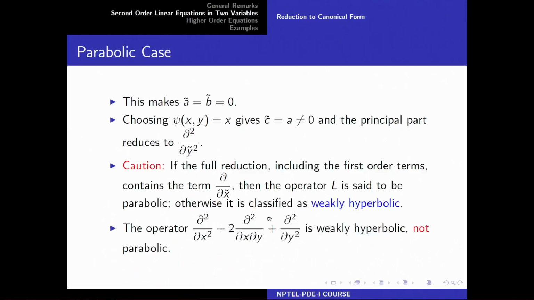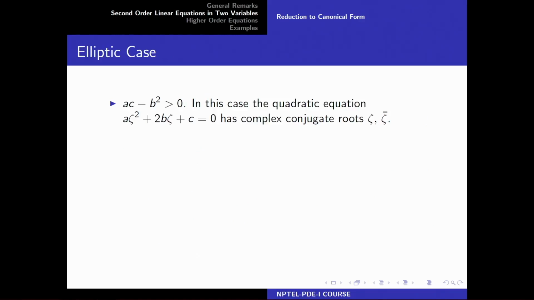So, in the previous class we were discussing the reduction of second order linear equations in two variables to a canonical form by using non-singular change of variables, and this we have done in the case when the discriminant of the given equation, namely AC minus B square, is negative and also 0, and that leaves us one final case, namely AC minus B square is greater than 0.